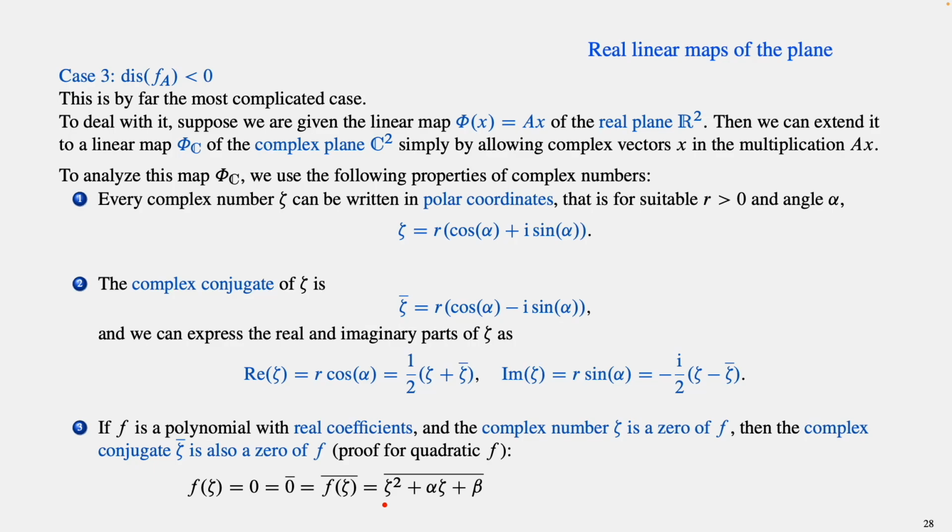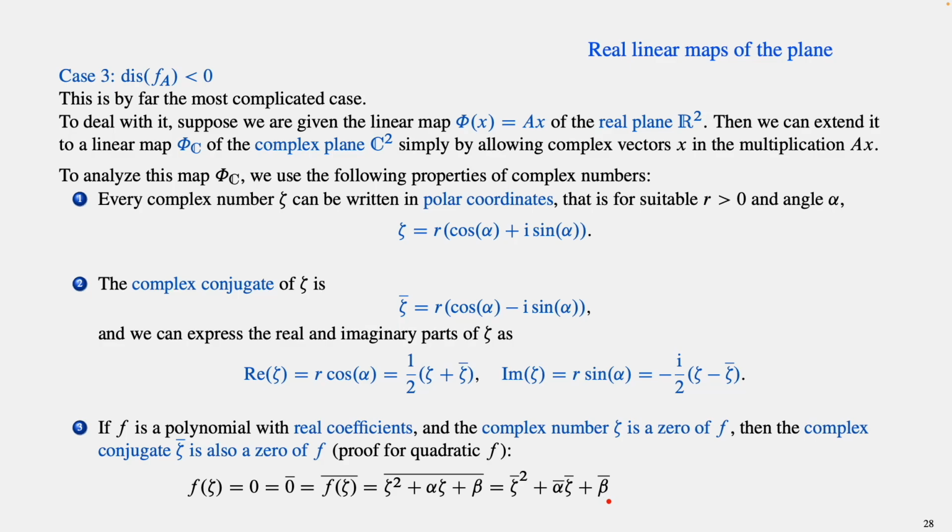So this is zeta squared plus alpha zeta plus beta. And now an important property of the complex conjugate that you cannot immediately spot from its definition, but which you can verify if you do a bit of work, is that complex conjugation is compatible with addition and multiplication in the complex numbers. So this expression here is actually identical to zeta bar squared plus alpha times zeta bar plus beta.